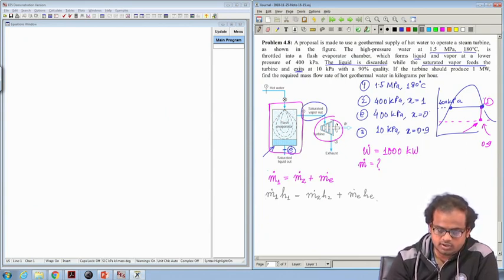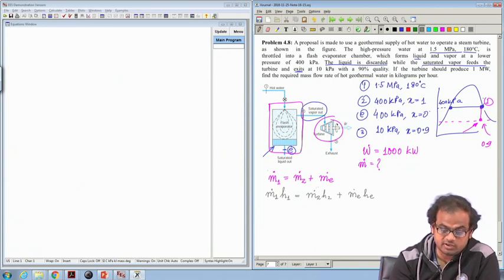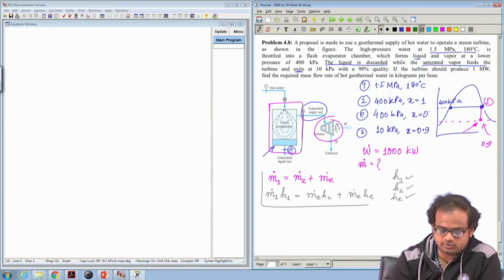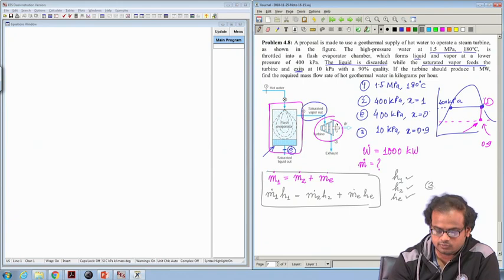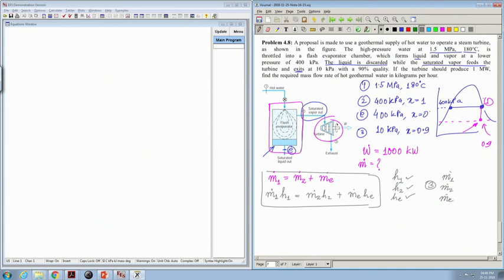Okay. So here the unknowns are, everything is here unknown. But are the states known? Yes, H1 is known, H2 is also known, H exit is also known. So in these two equations, we have three unknowns. Those unknowns are m dot 1, m dot 2 and m dot E. So these are the three unknowns. We have only two equations, 1 and 2. So what should be the third equation?